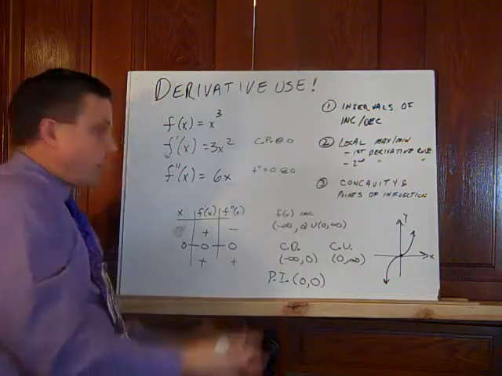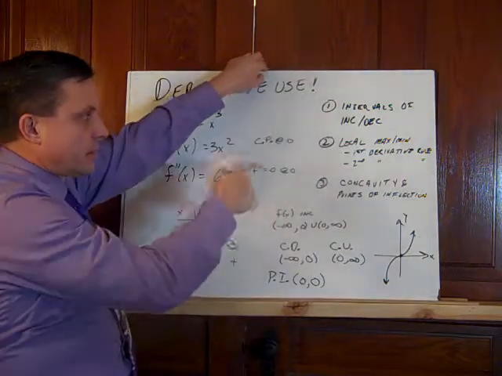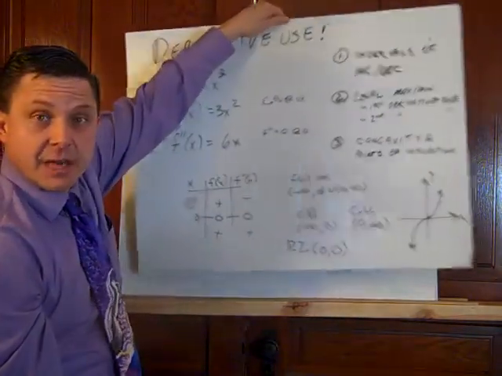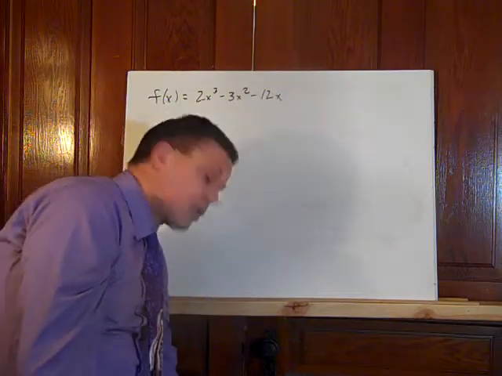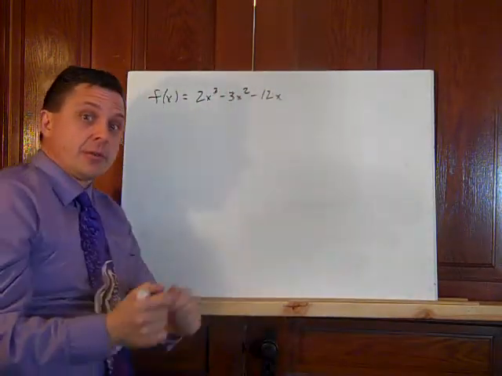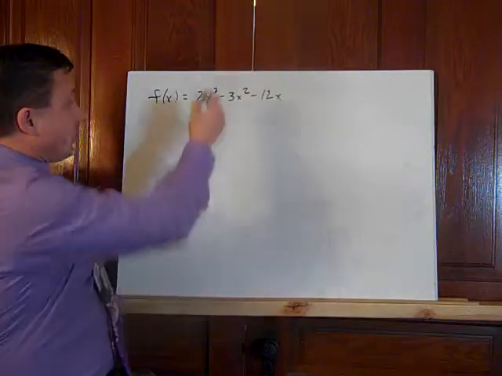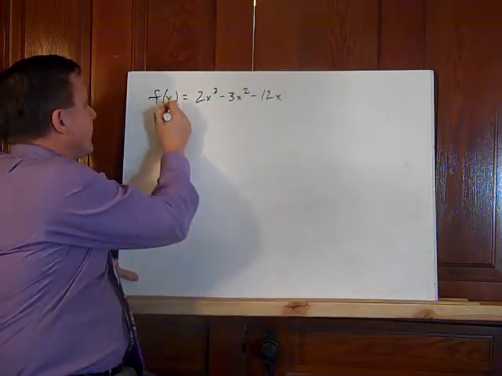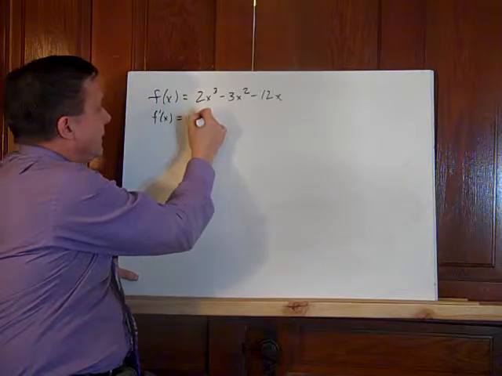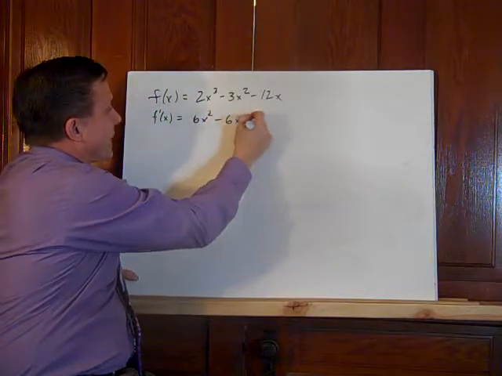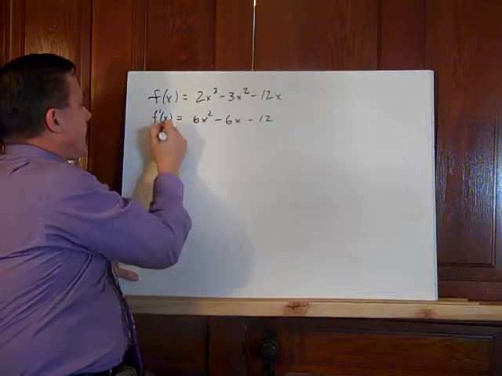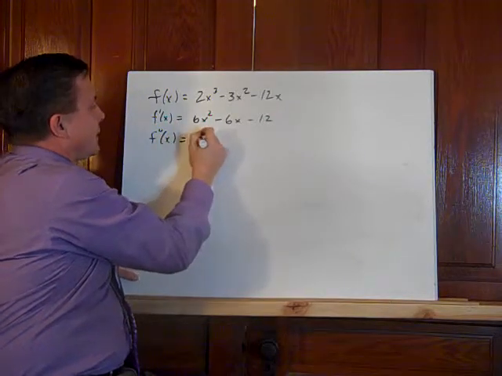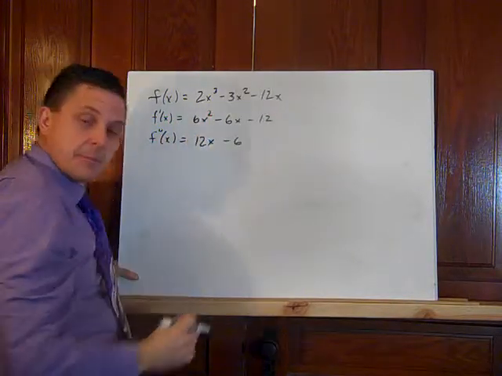So again, that's what we're going to do in all these problems. We're going to find intervals, max and mins, and concavity and points of inflection. And we're going to do it longhand. No graphing calculators. Alright, next one. Polynomial, continuous. I take some derivatives. I get 6x squared minus 6x minus 12. And I get 12x minus 6.